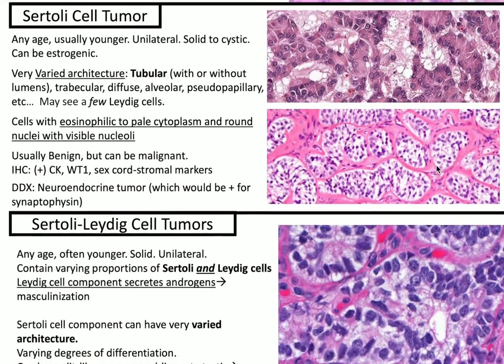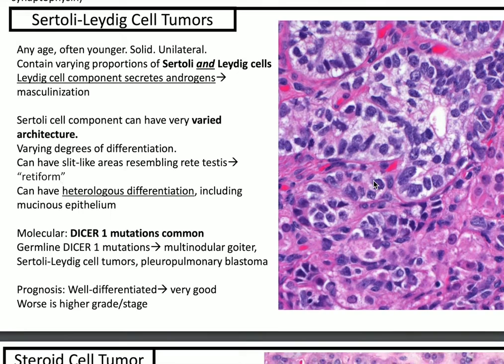Sertoli cell tumor. This can happen at any age, usually younger, and it's unilateral, solid to cystic, and can be estrogenic. Very varied architecture. It can be tubular with or without lumens, trabecular, diffuse, alveolar, pseudopapillary, and you may see a few Leydig cells. Cytologically, these are cells with eosinophilic to pale cytoplasm and round nuclei with visible nucleoli. Usually benign, but can be malignant. It'll be positive for cytokeratins, WT1, sex cord stromal markers, and your differential is neuroendocrine tumor, which will be positive for synaptophysin.